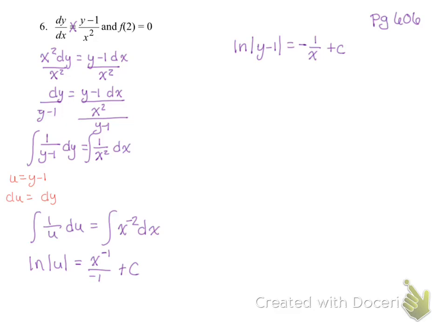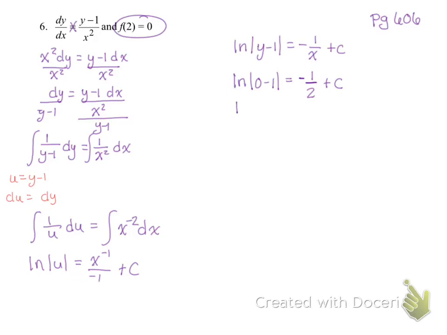Now this is the general solution. We need to use the initial condition. Remember what I said in class today: if you're dealing with natural logs and e's, use the initial condition before you get y by itself. Otherwise you run into a big old mess. So I'm going to use this initial condition here. The natural log, that should be an absolute value, of 0 minus 1 is equal to negative 1 over 2 plus c.